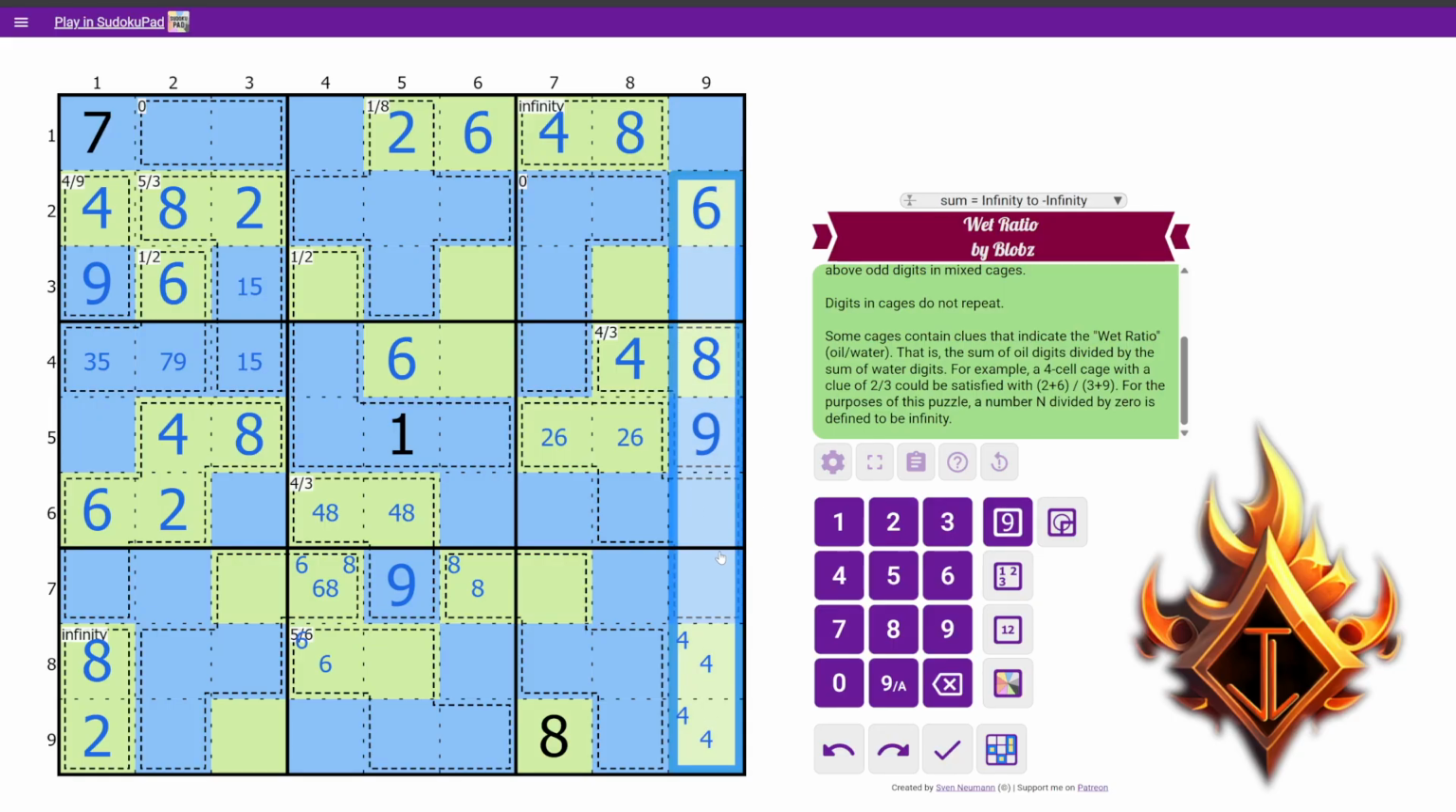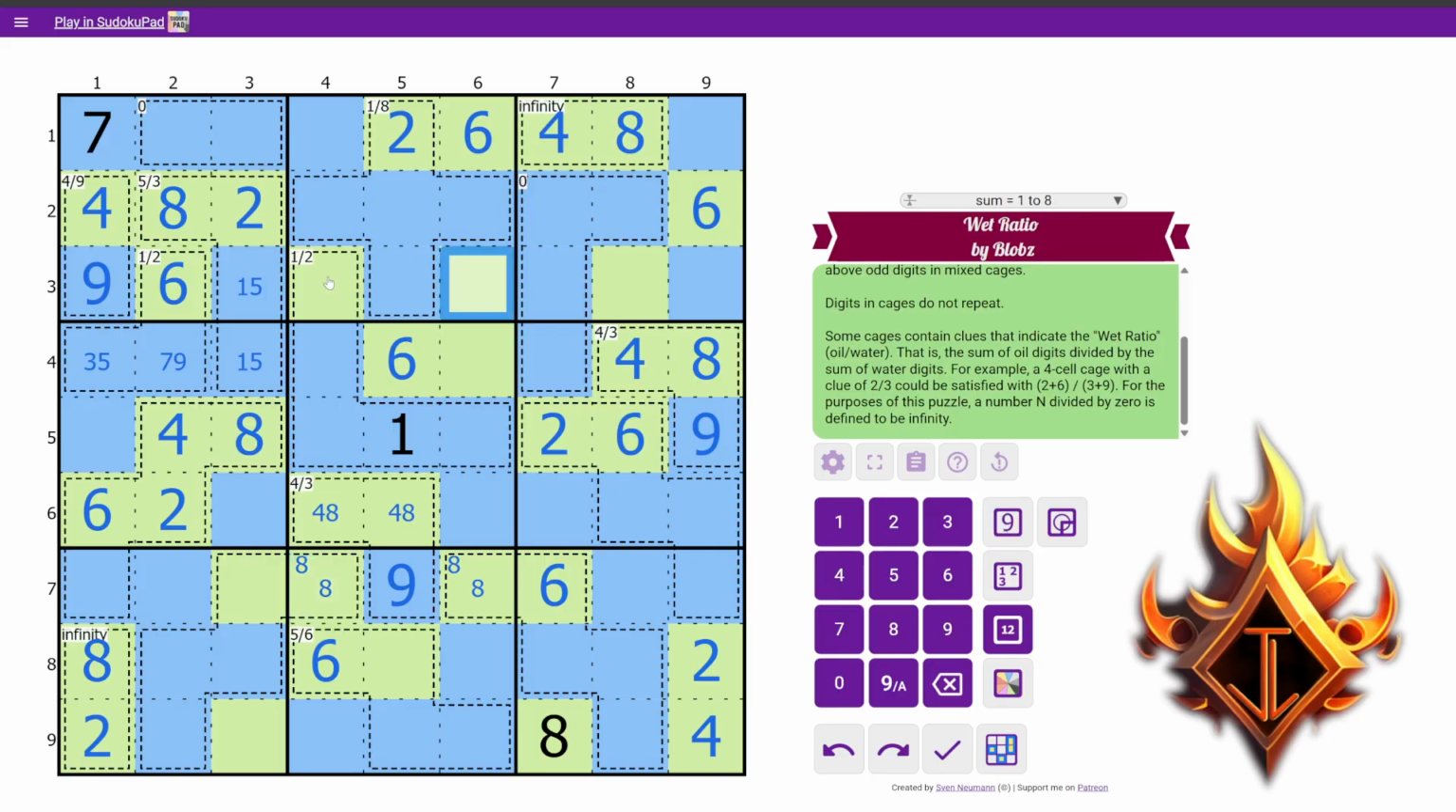This column needs a 2, and it can only go there. So that will give a 6 there. We'll give a 6 there. There and there. Okay. So this will be 4, 8. Putting a 2 here.